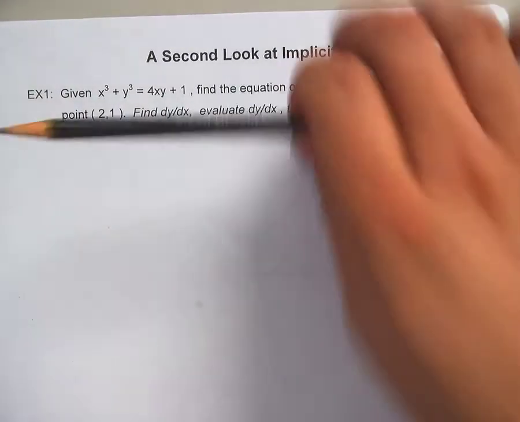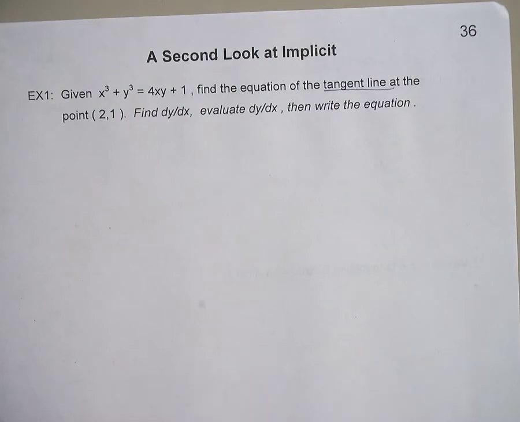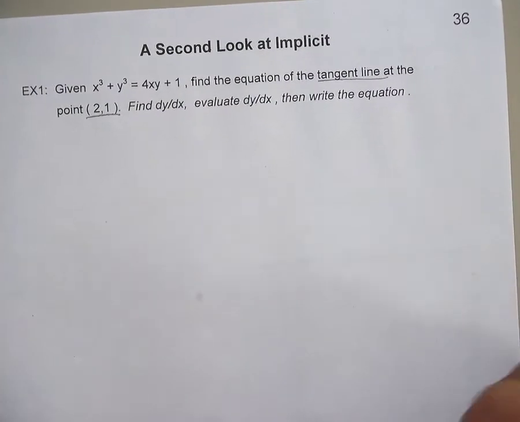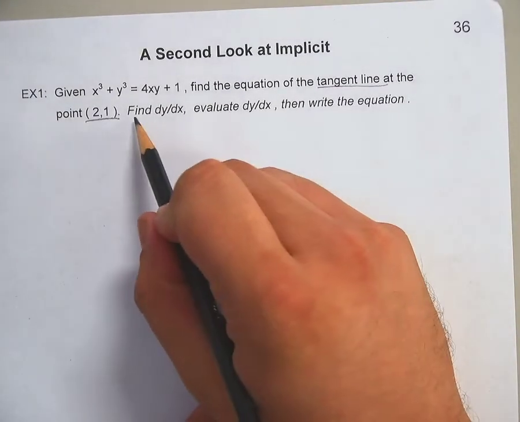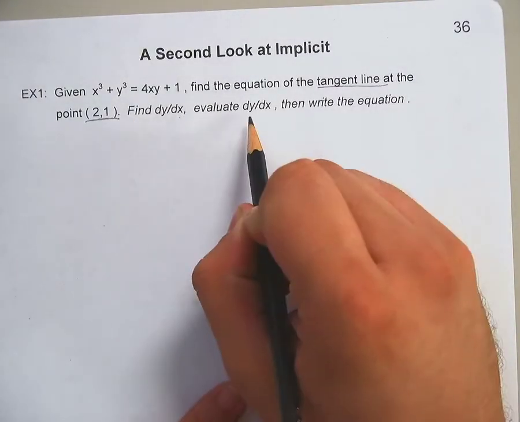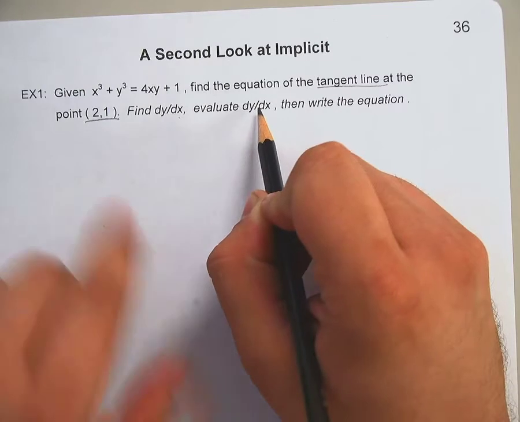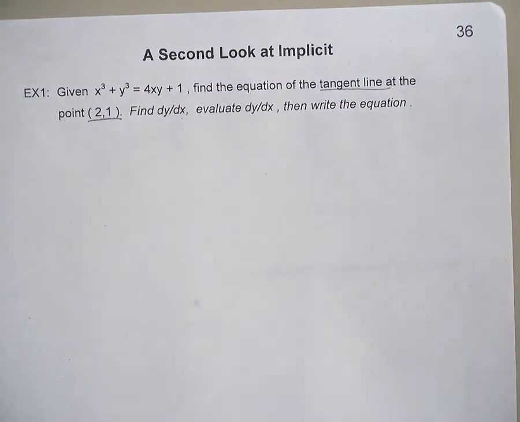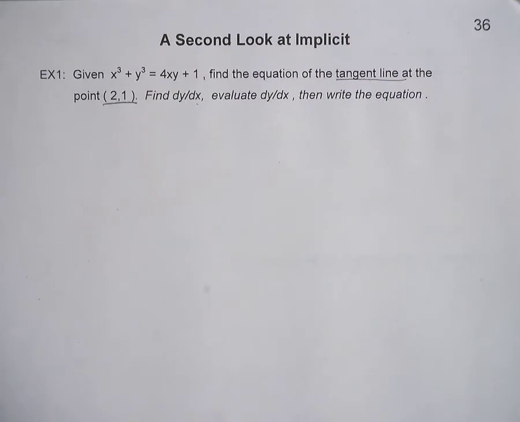Example 1: given x cubed plus y cubed is equal to 4xy plus 1, find the equation of the tangent line at the point (2, 1). So they've given us an x and a y. Well, that was nice of them. So we're going to find the derivative, evaluate, that means plug these numbers into the derivative, and then write the equation. All right? So it's going to be a relatively straightforward task.